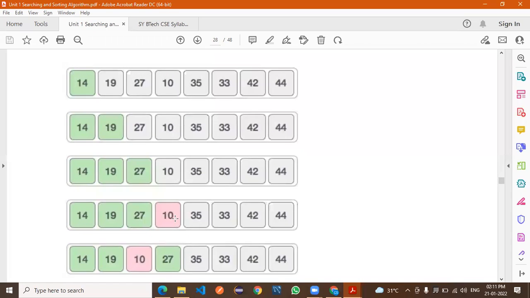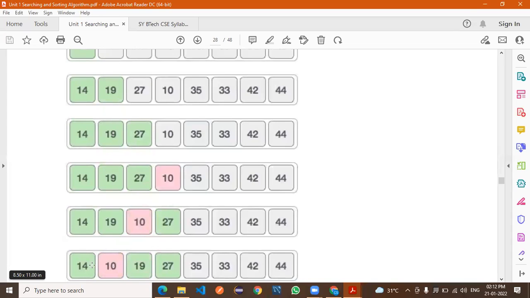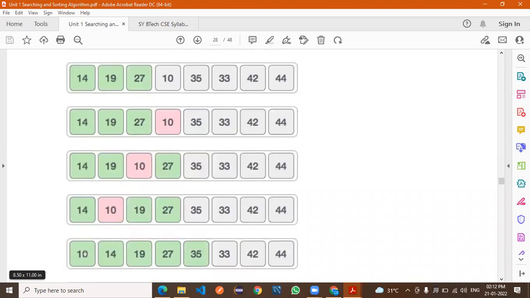So we need to sort the sublist. 10 compared with 27, again 10 compared with 19, 10 compared with 14, and 10 will be at the first position of the sorted list. Now here we'll get the sorted list.